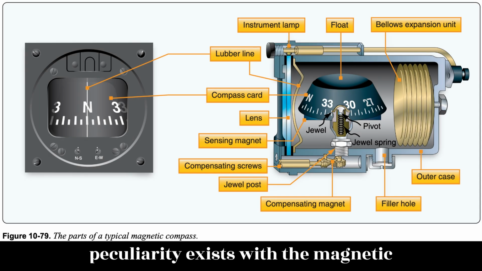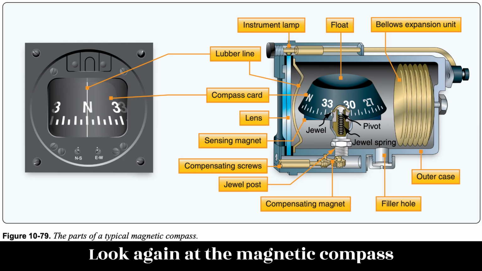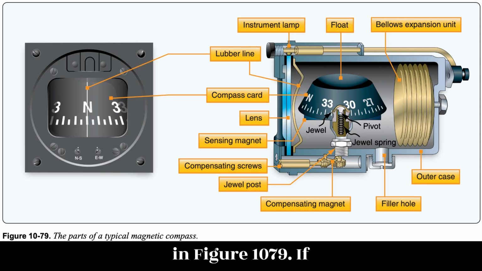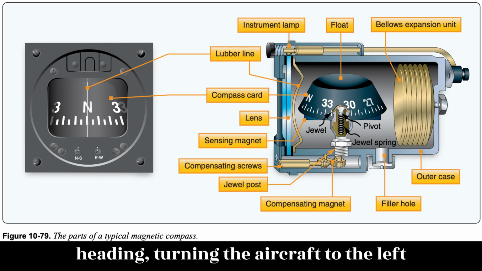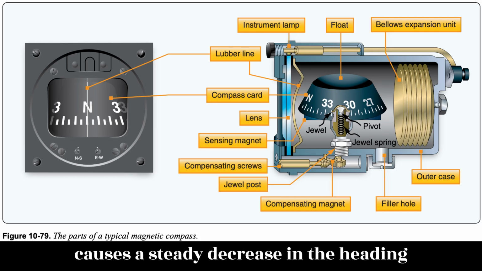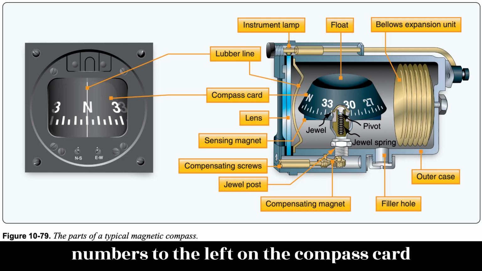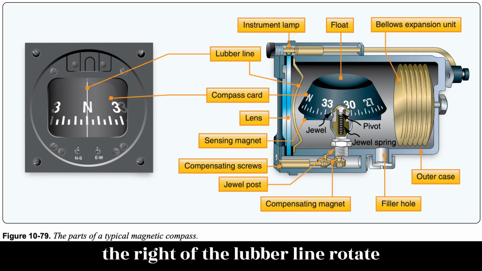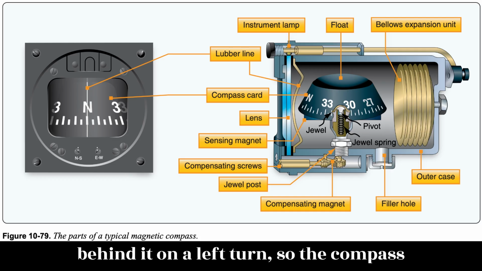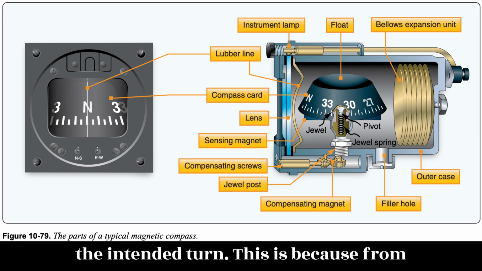Another peculiarity exists with the magnetic compass that is not dip error. Look again at the magnetic compass in Figure 10.79. If flying north or toward any indicated heading, turning the aircraft to the left causes a steady decrease in the heading numbers. But, before the turn is made, the numbers to the left on the compass card are actually increasing. The numbers to the right of the lubber line rotate behind it on a left turn. So, the compass card rotates opposite to the direction of the intended turn.